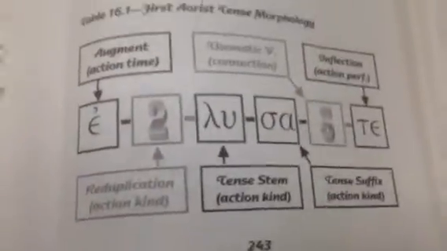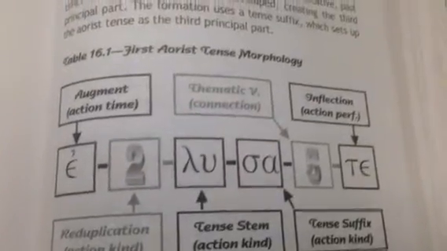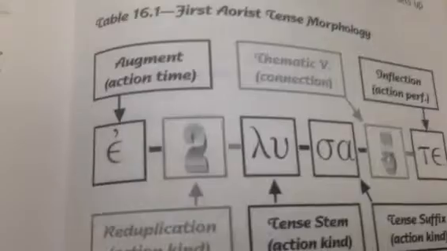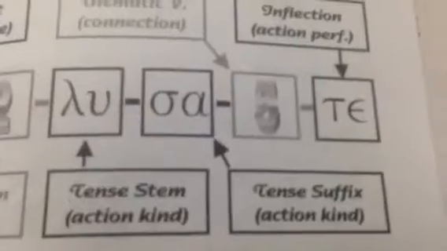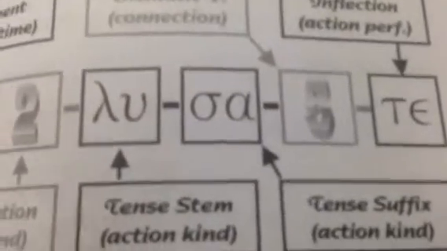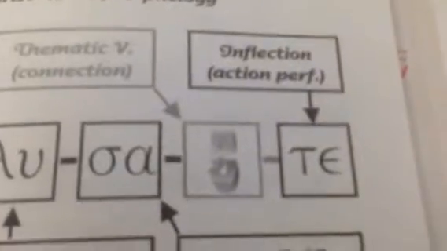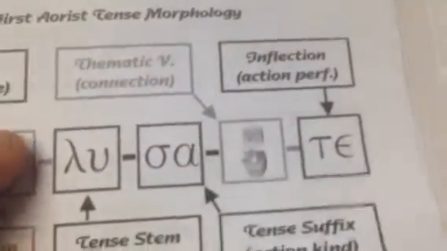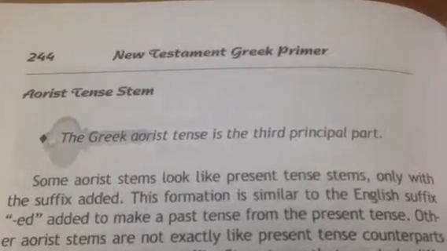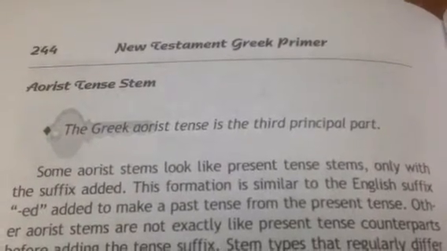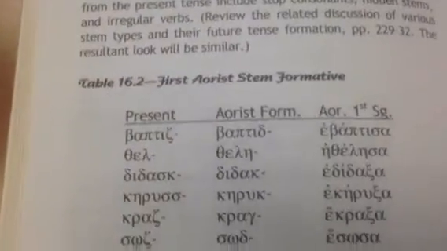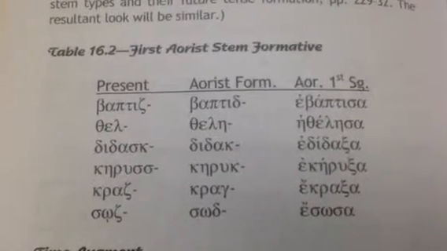So when we look at that, we see here a different way to denote that. The first aorist tense morphology with an augment, box number 1, box number 3, your tense stem, box number 4, your tense suffix indicating action kind as well, the sigma alpha. No box 5, and box number 6, your inflection, are your secondary endings. A reminder, one of those keys by Stevens, that the Greek aorist tense is the third principal part. Then a reminder that some of the tense stems will look a little bit different.